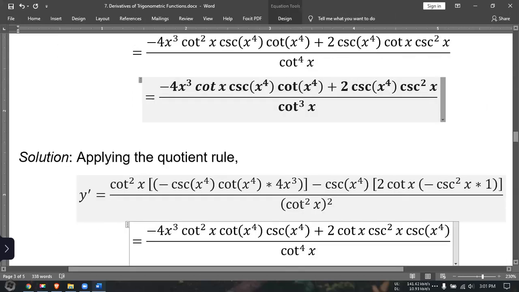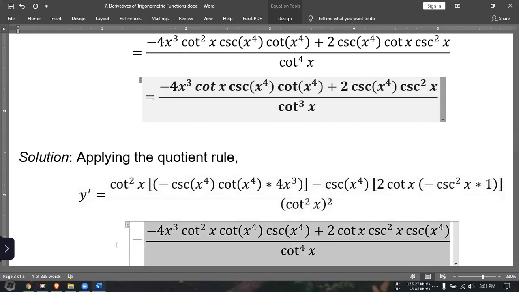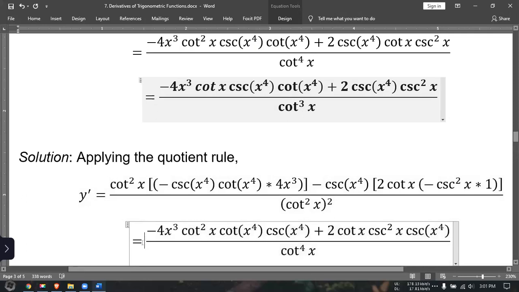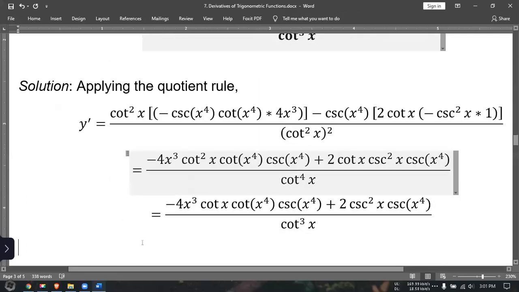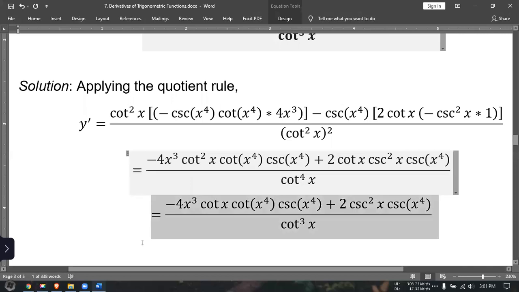In our given module, we failed to simplify the final answer. Yes, simplify niya pala. 4x cubed, the same. Then x to the fourth plus x to the fourth plus x squared, secant x to the fourth over cotangent cubed x.